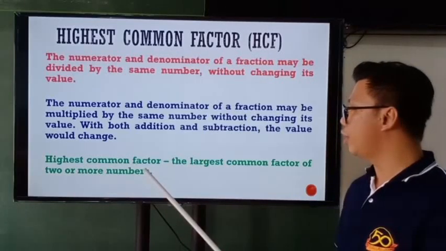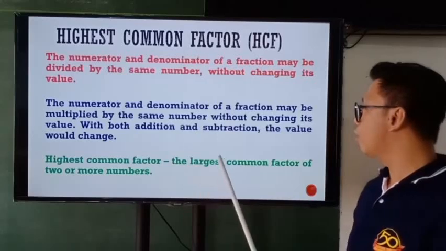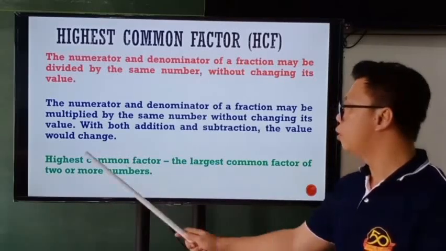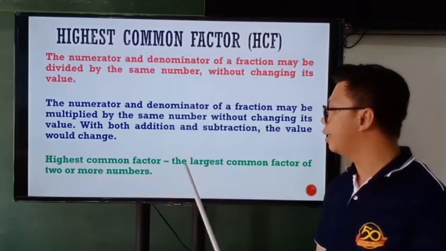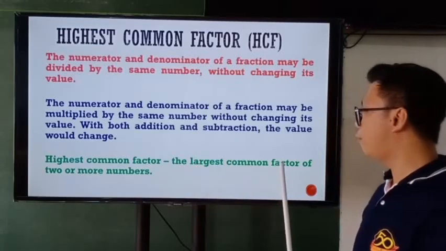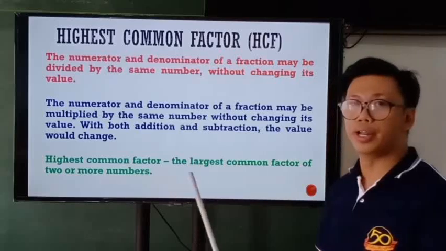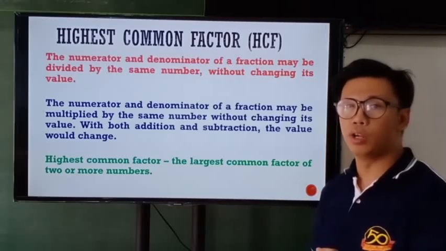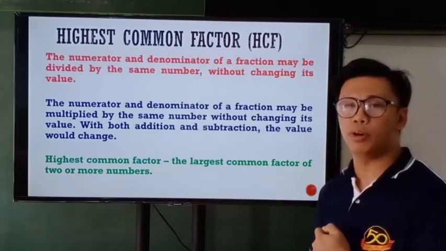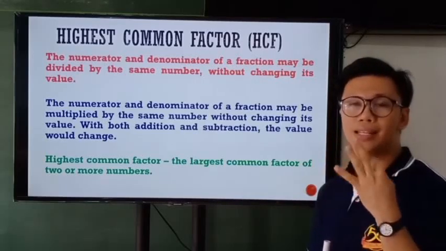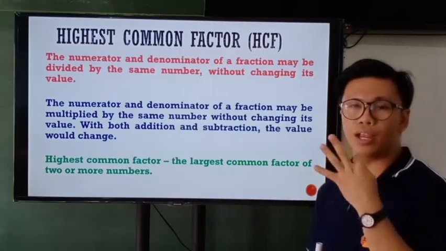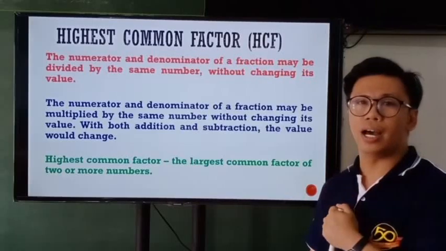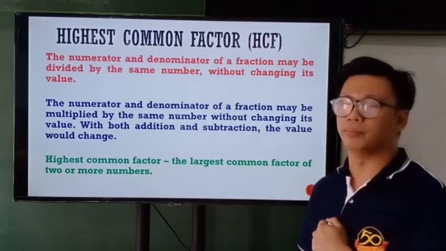Now we have another meaning. Highest common factor is the largest common factor of 2 or more numbers. It means we will get the highest or the largest of the common factors. For example, if the common factors are 2, 3, and 6, what is the largest number? Very good, it's 6. That is our highest common factor. Understand?